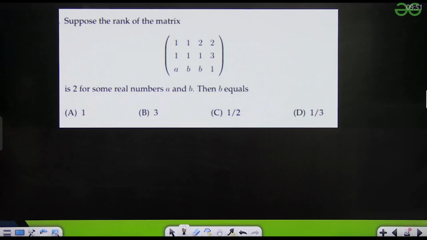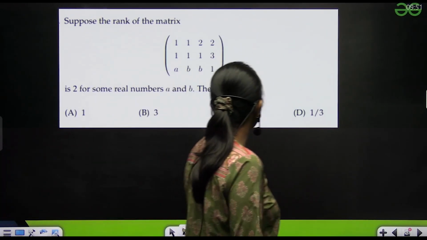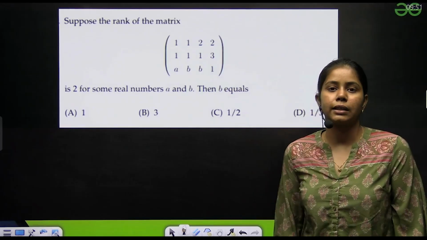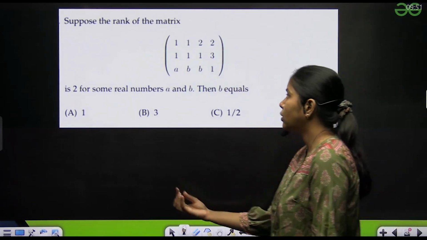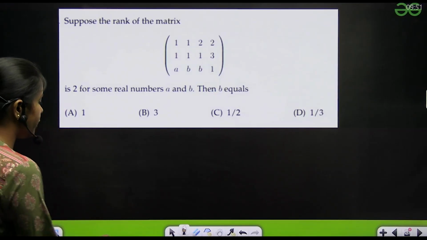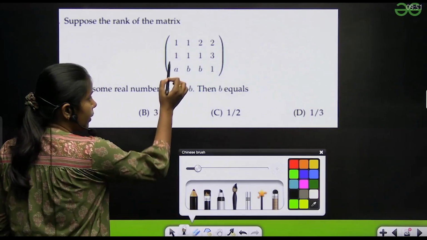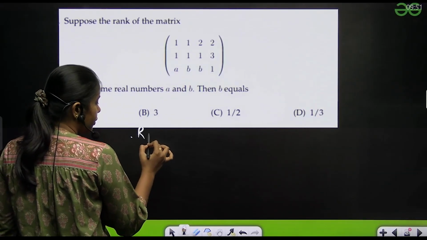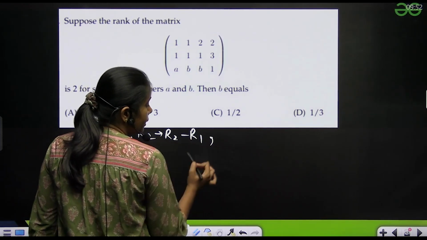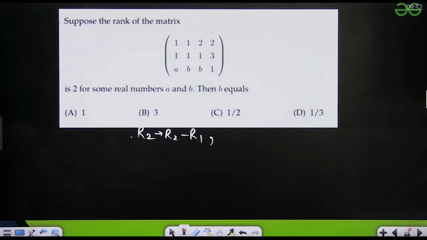Let's see this question. Suppose the rank of a matrix is 2 for some real numbers A and B. Then what would be the value of B? So they are asking for a value of B. To find the rank of a matrix, I just need to row reduce the matrix. So what would I do? I'll start row reducing. I'll apply the operation to make it 0: R2 tends to R2 minus R1, and for this A value, I also make it 0.